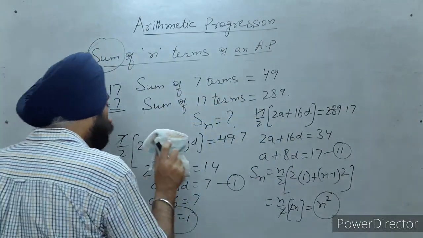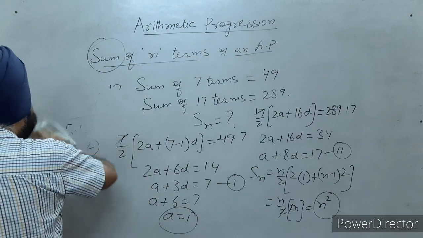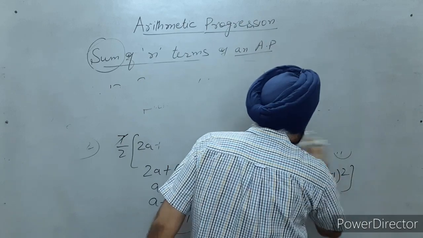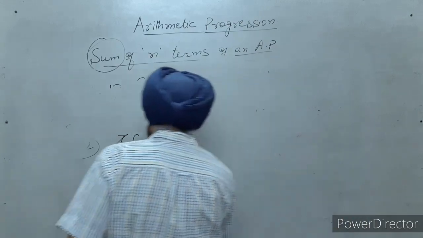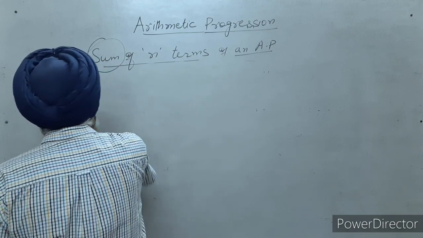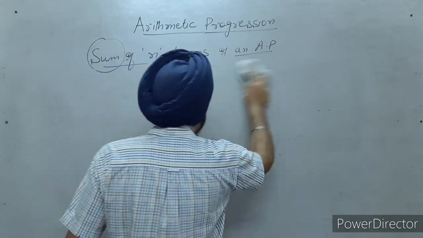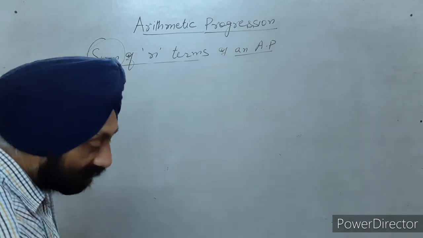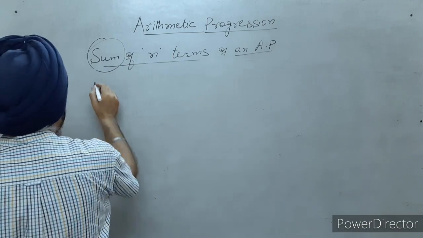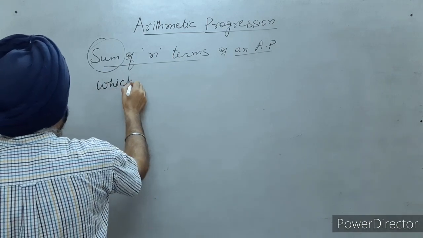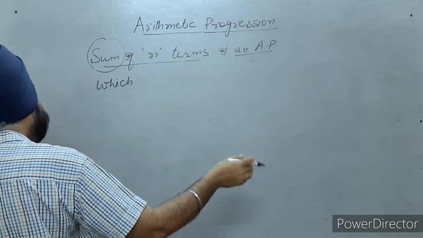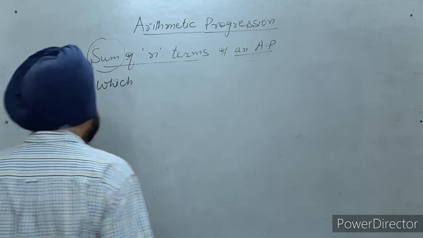Based on the same formula, Sn equals n by 2, 2a plus n minus 1 into d. Now, a bit typical sum, not that typical. If you understand the things, then it will be very easy. The question is, which term of the AP? Rather, the first formula will be used, that is the nth term only. No need to use the sum of n terms in this.